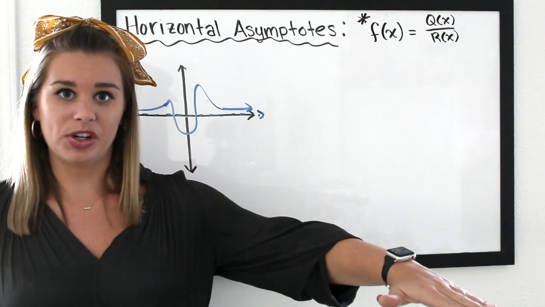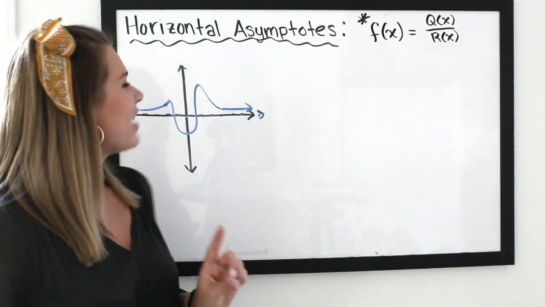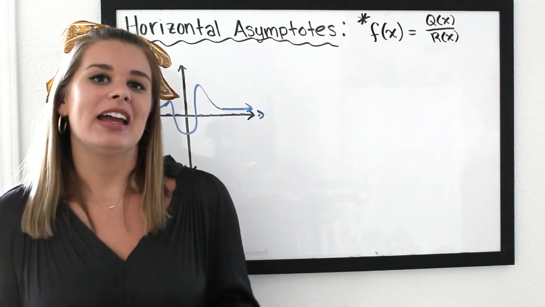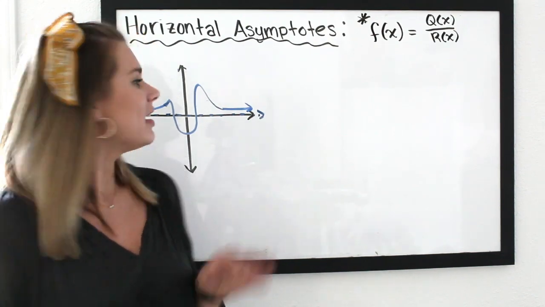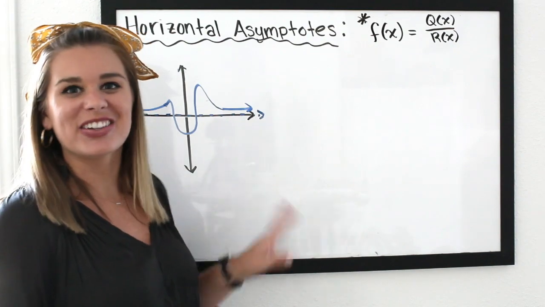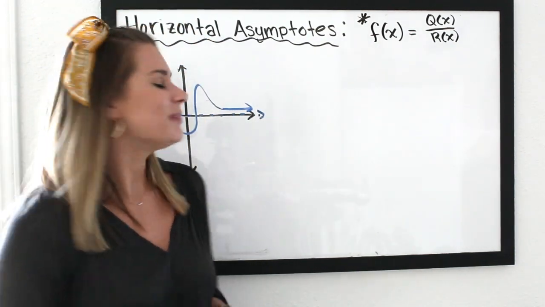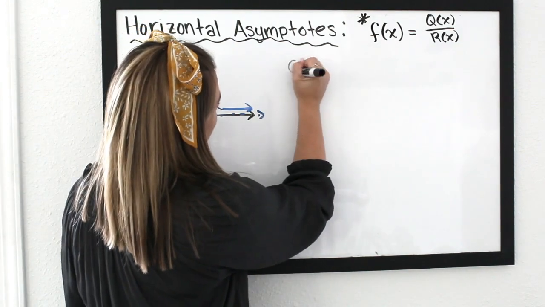Okay, so now that we've covered that, we need to cover how to actually find if your function has a horizontal asymptote. So to do this, there are 3 different cases. Case 1.